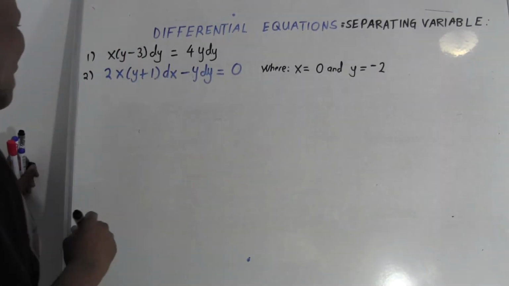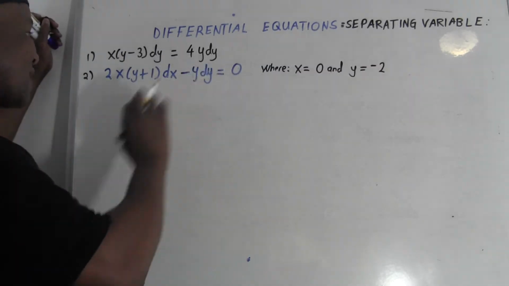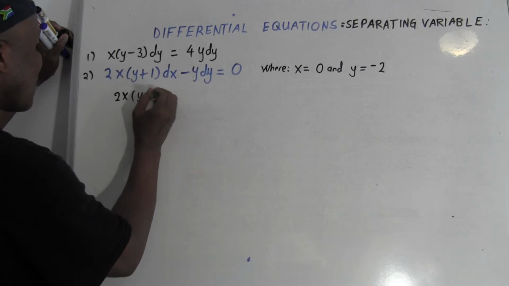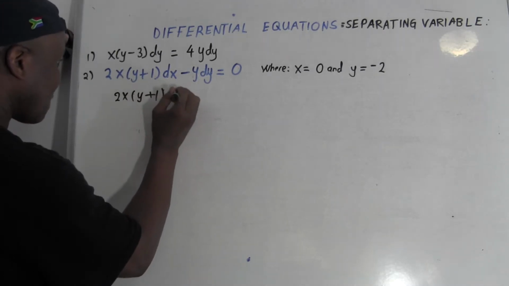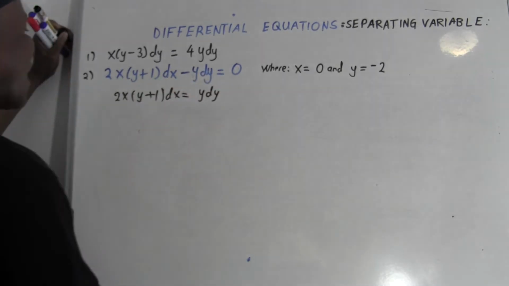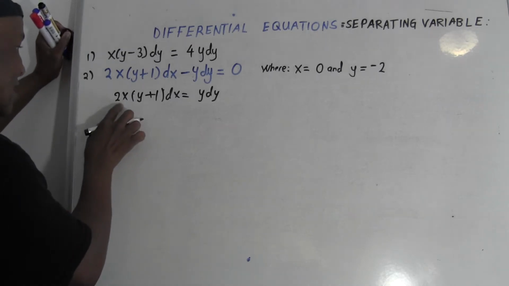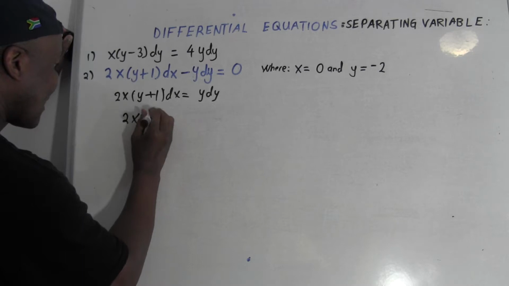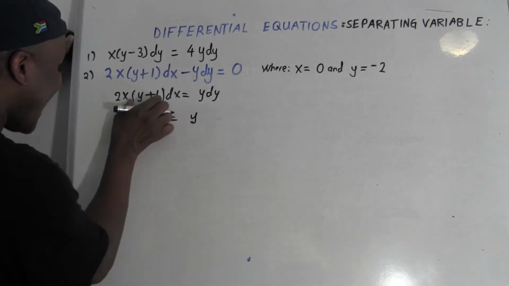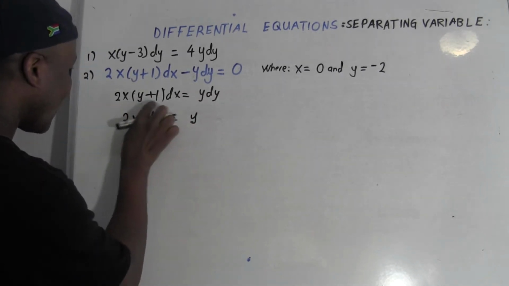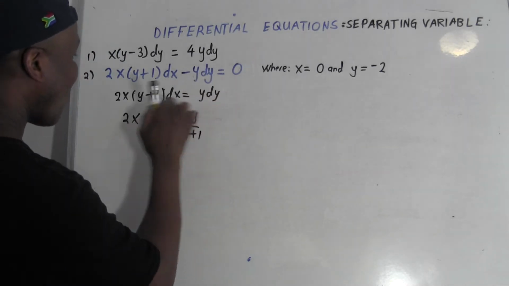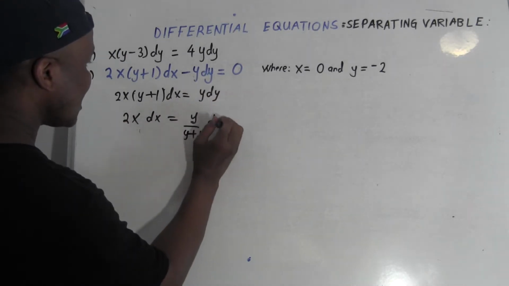So let's separate the variables. It means y has to be with y, x must be with x, separate. So I'm going to take this over. I'm going to be left with 2x(y plus 1) dx equal to y dy. And the next thing, I don't need this; this y should come here to y. So here I'm going to be left with 2x dx equal to y, and this is going to come under, because I divided by y plus 1, so it's y over y plus 1, and then dy.